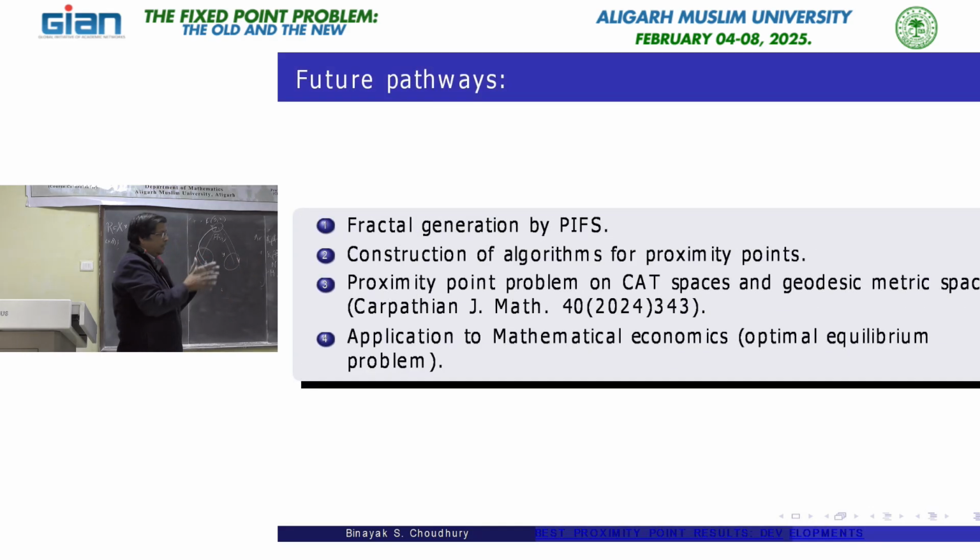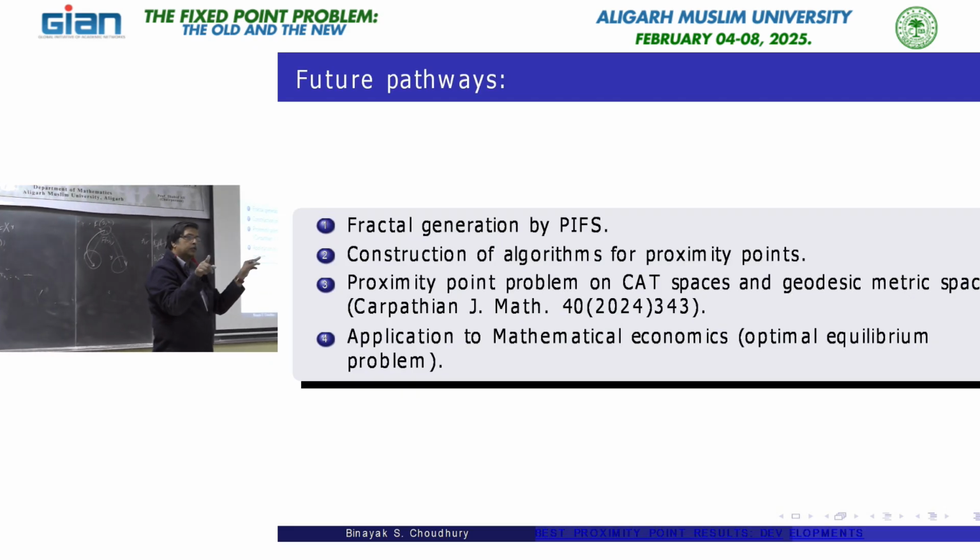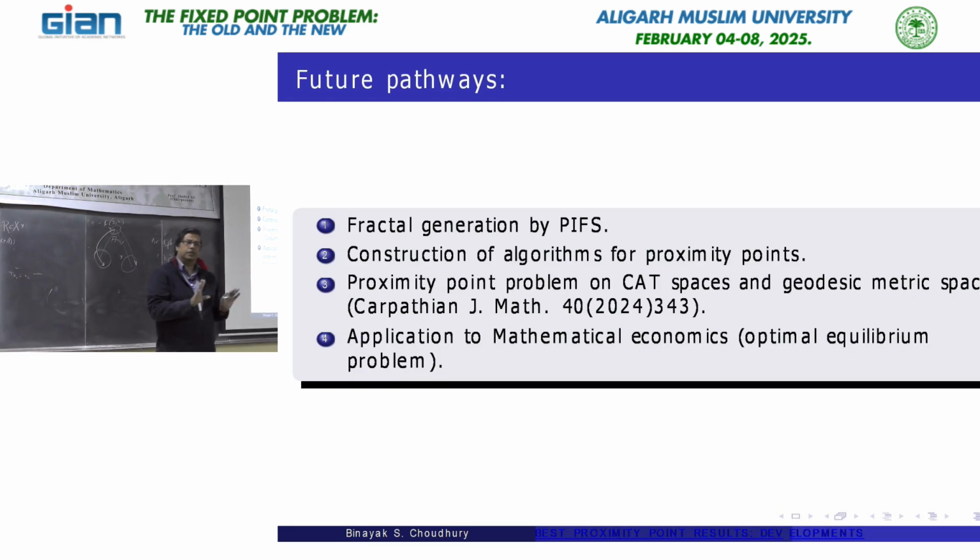So, I should not proceed any further, but I will give you some. Already we have mentioned that fractal generation by proximal IFS is a good candidate for taking up research. Then construction of algorithms for proximity points. In constructive fixed point theory, we have different fixed point iteration algorithms, starting with Mann iteration, that is one step, then Ishikawa iteration, three-step iteration, Noor iteration, many types of iterations we have.